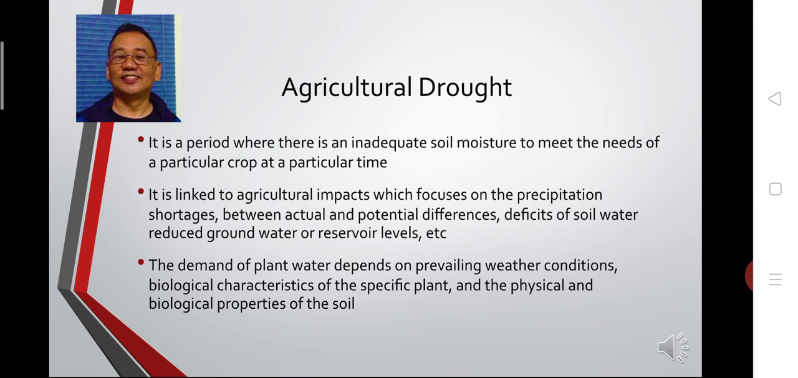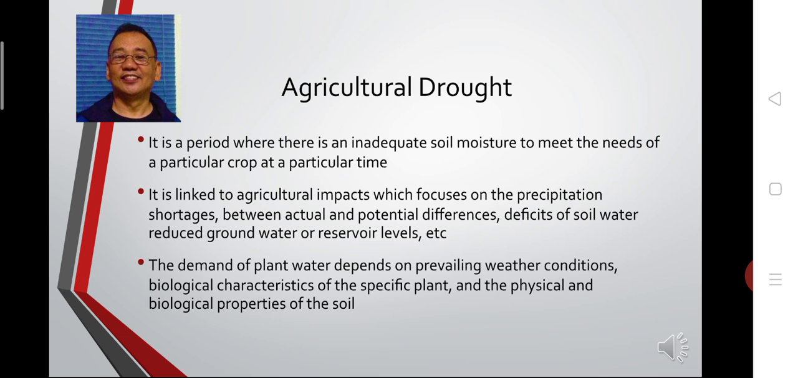It is a period where there is inadequate soil moisture to meet the needs of the particular crop at a particular time. So, pag nagtanim ka, ay dapat mayroong sufficient supply ng moisture, ng water para yung ating pananim ay maging maayos. So it is linked to agricultural impacts, which focuses on the precipitation shortages between actual and potential differences, deficits of soil water, reduced groundwater or reservoir level, etc.